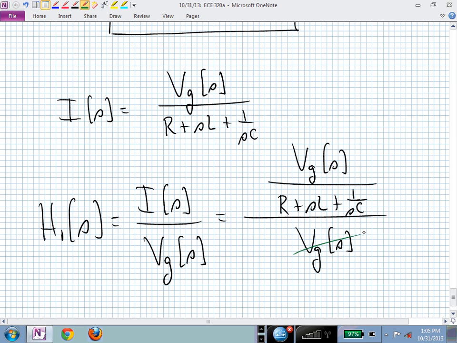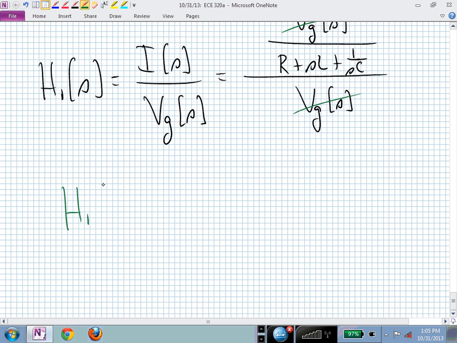Well, that's nice because you shouldn't be having any signals in your transfer function. Those signals cancel, and now H sub 1 of S becomes 1 over R plus SL plus 1 over SC, but that looks a little bit odd. We don't usually have rational expressions in the denominator, so we clean all of that up by multiplying both top and bottom by 1, which in this case is SC.